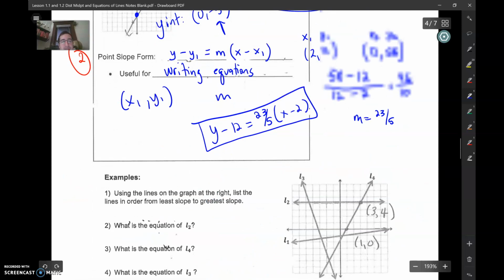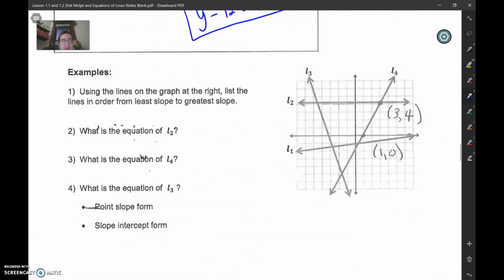So let's take that into some examples here. Using the lines on the graph, list the lines in order from least slope to greatest slope. Okay, that's easy. The least slope is going to be the negative one, so that's going to be L3. It's going down, so it's the lowest slope. So we'll put L3 first. And then which one of these looks the flattest? It looks like L2 is the second lowest slope, because I'd say L1 is slightly steeper. And then L4 is obviously the steepest. So that's just kind of eyeballing some slopes there.